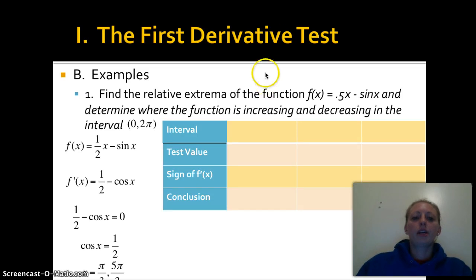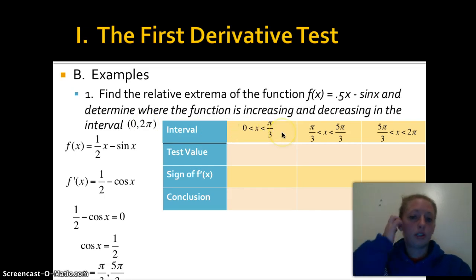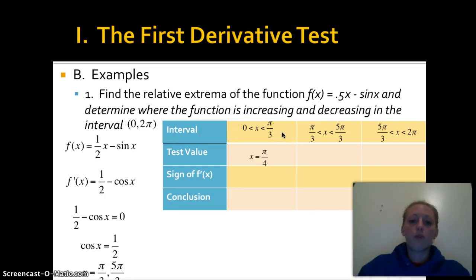So we were given an interval here, so remember you put them in order. Our first one is going to be 0 to pi over 3, pi over 3 to 5 pi over 3, and then 5 pi over 3 to 2 pi. For our test value, you're just choosing a number between these two numbers. So a number between 0 and pi over 3, I chose pi over 4. When I plug pi over 4 in, what do I get, negative or positive? In this case, I get the derivative to be negative, meaning it is decreasing.